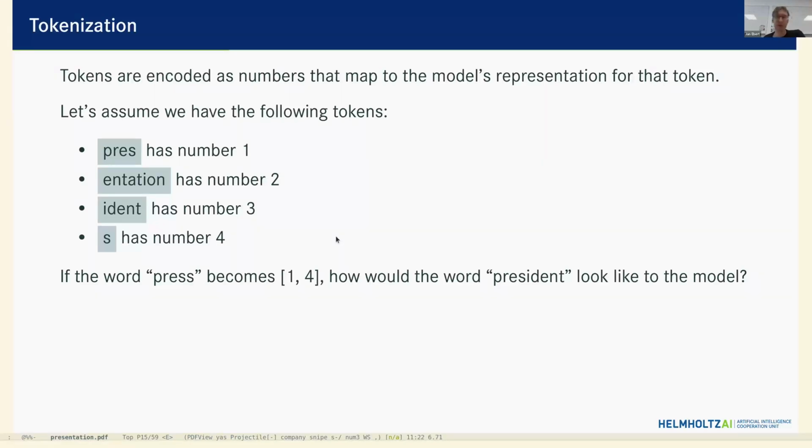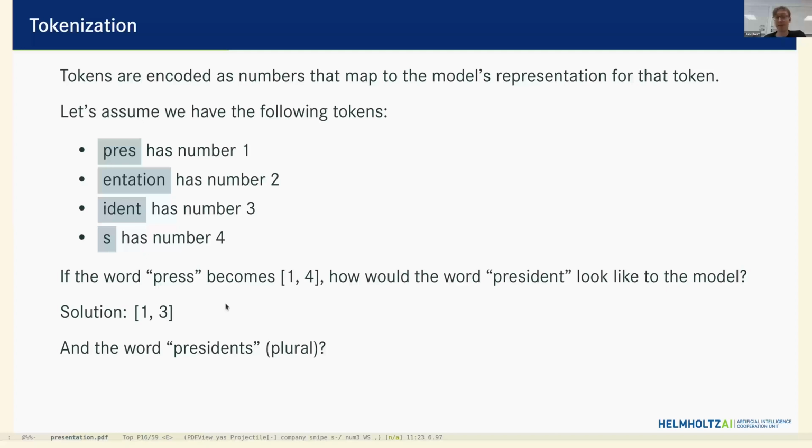And now my question to you is, how would the word president look to the model? It's okay if you don't immediately understand what I'm asking here. So we're going to walk through it. President is made up of the tokens pres with the number 1 and ident with the number 3. And this is exactly the solution to the question. So the model would see the word president as the numbers 1 followed by 3.